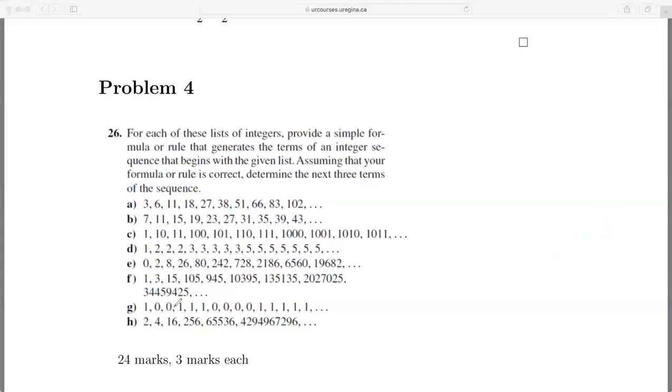And for G, the sequence starts with 1 one, and then it has 2 zeros, 3 ones, and then 4 zeros, then 5 ones. So we are expecting the next term will be 6 zeros. So the next three terms will be 0, 0, and 0. That's it.